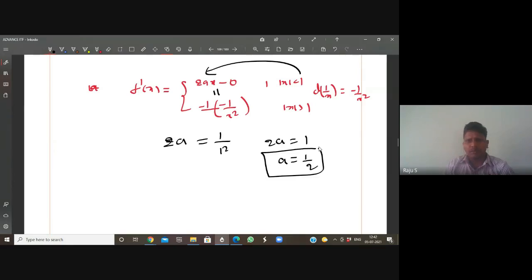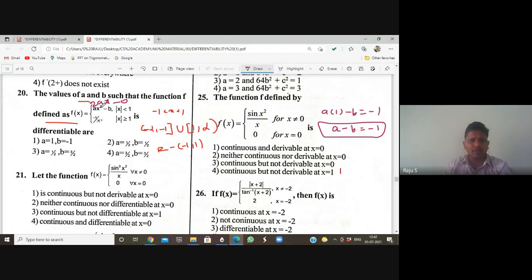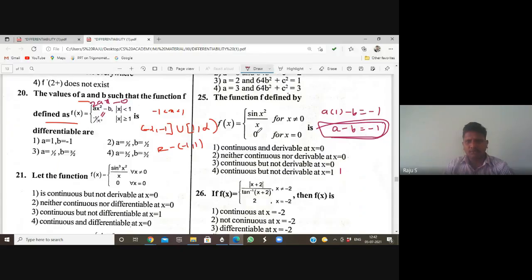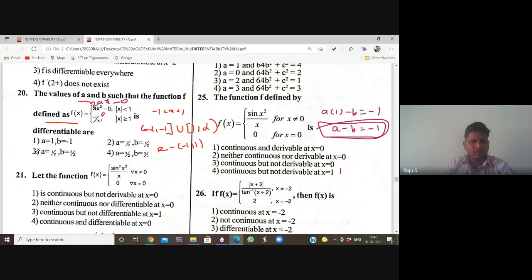We got A value as 1 by 2. This 1 by 2 you can substitute here. When I substitute x is equal to 1 in continuity, A minus B is equal to minus 1. Substitute A value 1 by 2: 1 by 2 minus B is equal to minus 1. So B is equal to 1 by 2 plus 1, that is nothing but 3 by 2. So 1 by 2, 3 by 2. Any answer? 1 by 2, 3 by 2: third option.